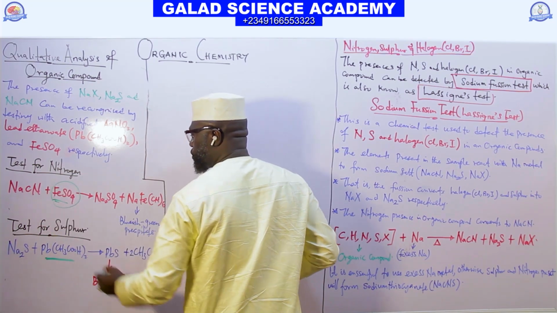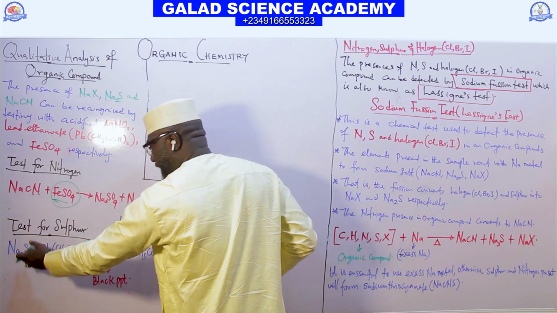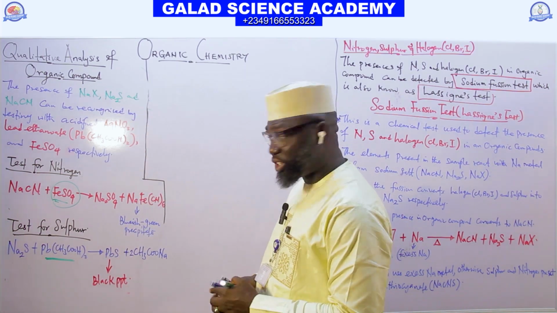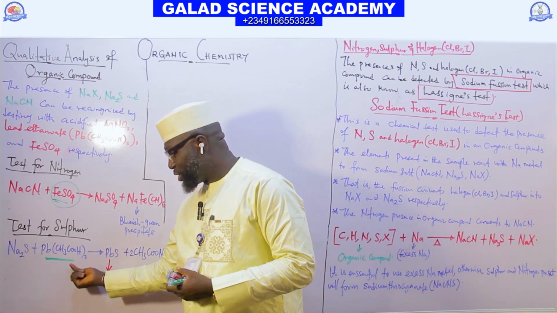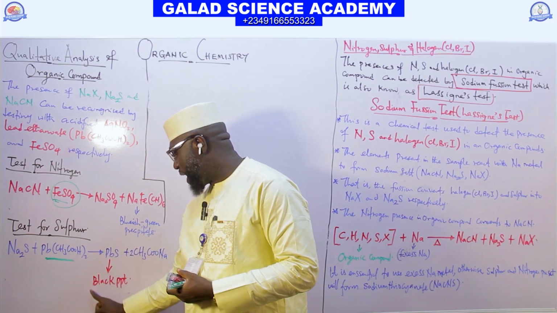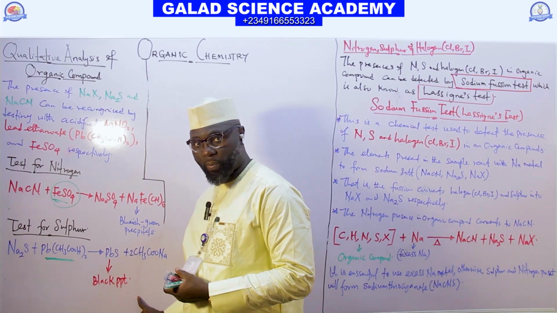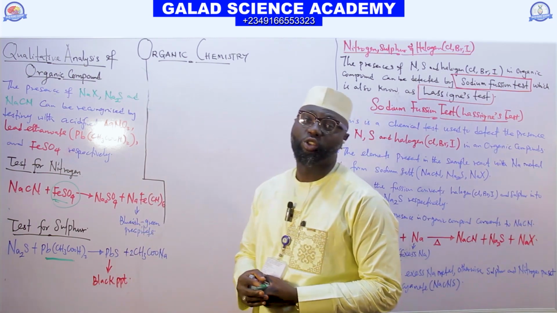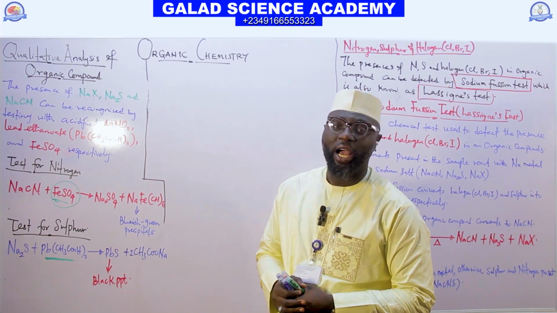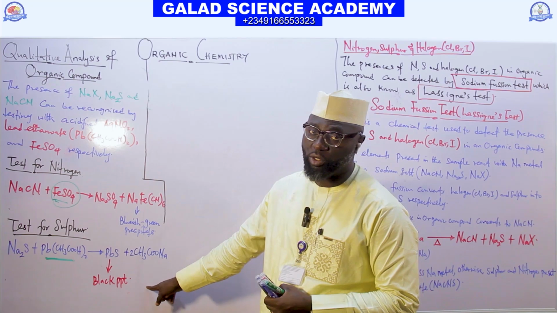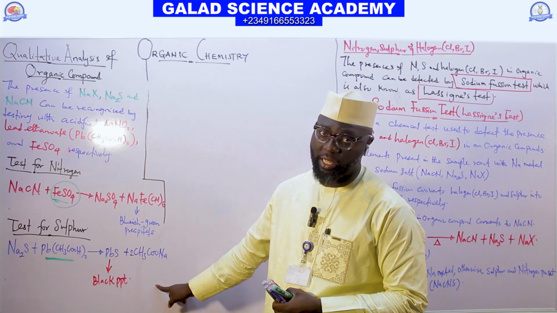Iron 2 sulfate. So when lead ethanoate reacts with one of the filtrate of the sodium fusion test, the sodium sulfide gives you black precipitate, the lead sulfide, and sodium ethanoate. So the presence of sulfur in the sodium fusion test can be confirmed by using lead ethanoate, and the product is lead sulfide, which is a black precipitate, and sodium ethanoate.